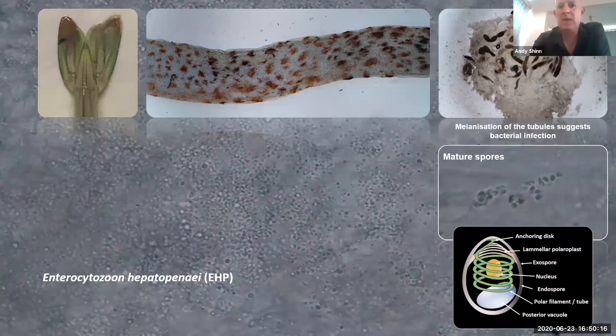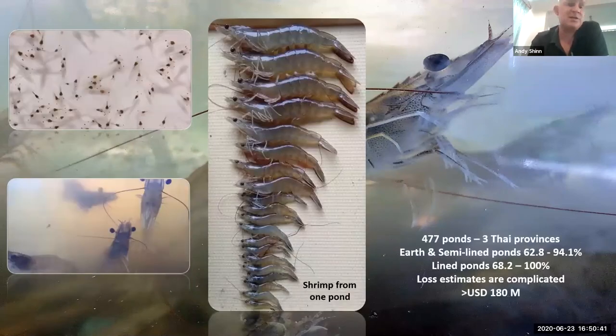When we work with the farms, we've been working with 115 farms this last year, and we've sampled close to 500 ponds, both earth ponds, semi-lined ponds, and fully lined ponds. It seems that EHP now appears to be everywhere. In the first half of last year, we were looking at around 60 to 70% of ponds being infected. Today, it's perhaps closer to 90, 95% of those ponds being infected.